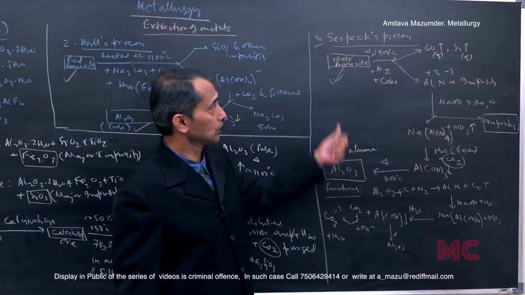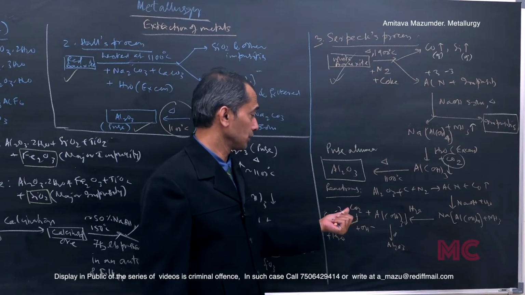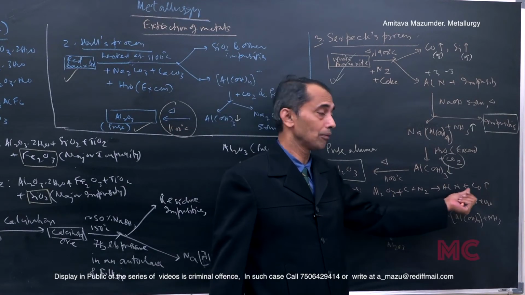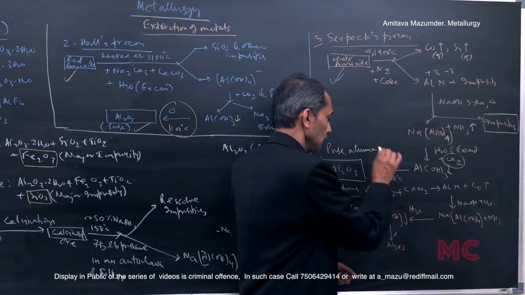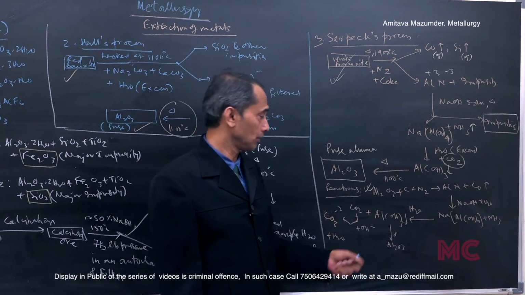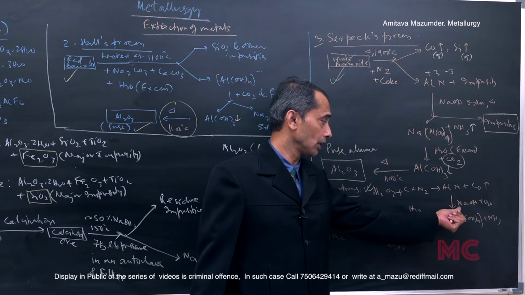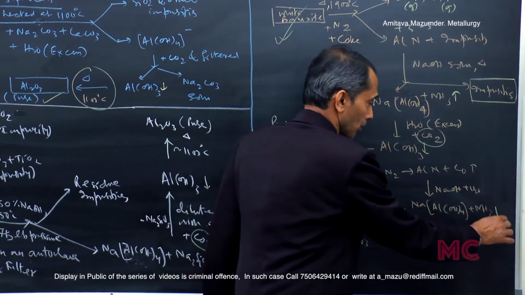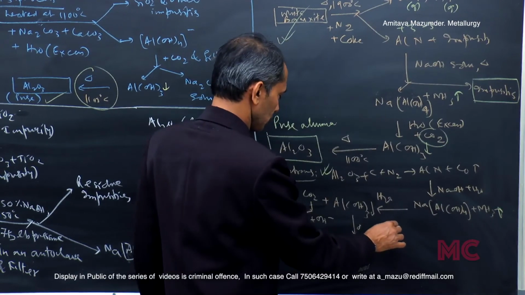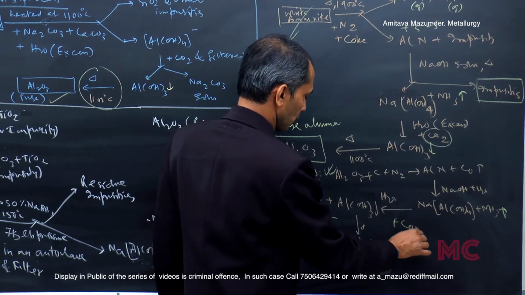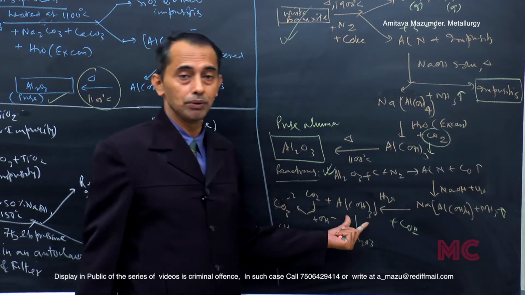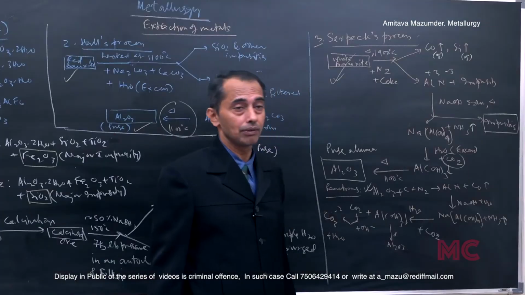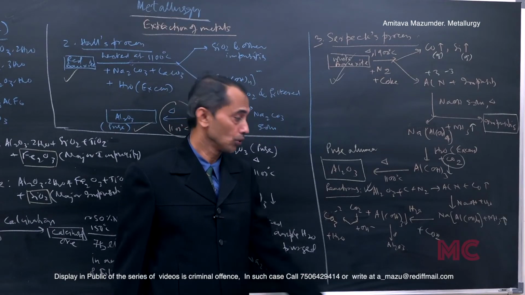So what are the reactions involved in Serpeck's process? You can see that Al2O3 plus C plus N2 gives AlN plus CO, a very important reaction for your class 11-12 studies. And this AlN plus NaOH plus H2O will give you NaAl(OH)4 plus ammonia evolution. And if you use CO2 here, then Al(OH)3 will be precipitated out, and further heating at 1100 degrees centigrade gives us Al2O3.